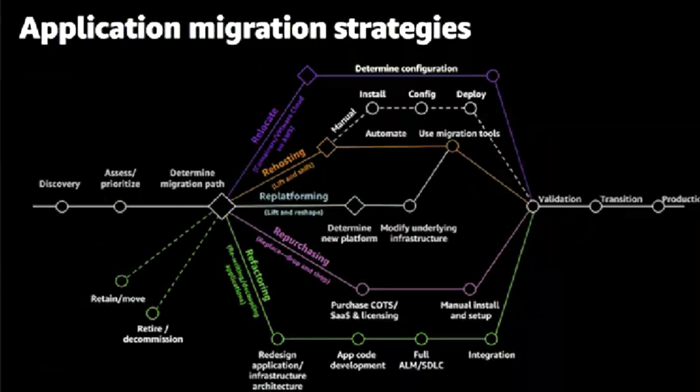Now, in the migration phase, we're going to have 7R strategies: retain, retire, relocate, rehost, replatform, repurchase, and refactor. And we are going through them one by one.